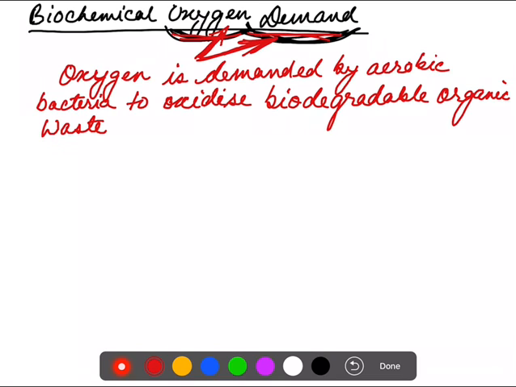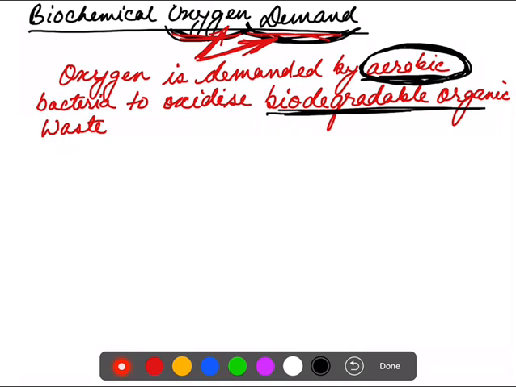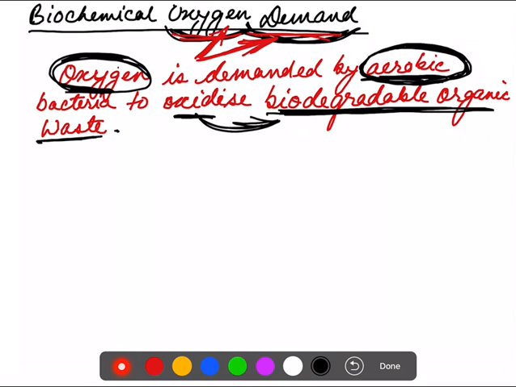The bacteria, mostly your aerobic bacteria, will demand oxygen. The main purpose of aerobic bacteria is to eat the wastewater. What inside the wastewater will they eat? They will eat the biodegradable organic waste. To eat or to oxidize biodegradable organic waste, you need oxygen. Hence the bacteria will demand oxygen from the wastewater to oxidize the biodegradable organic waste. Clear? I hope it is clear till this point.